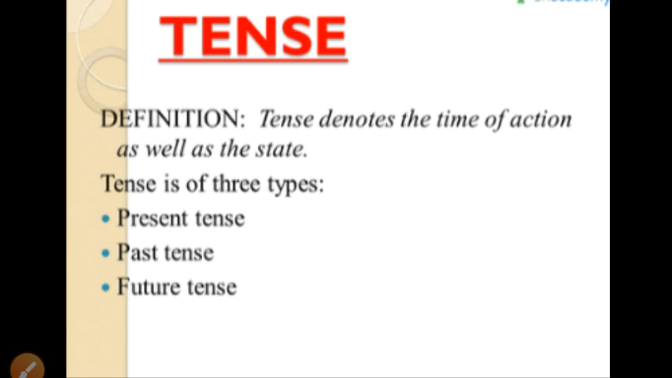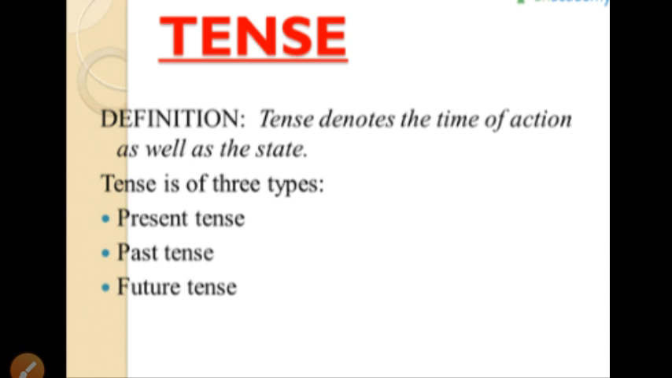As you all know very well, tense means time. If we go by the definition, tense denotes the time of action as well as the state. Now, let me tell you what is time of action. For example, I am playing cricket, or I was playing cricket, or I will be playing cricket.